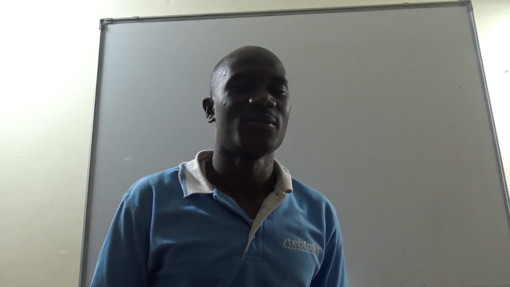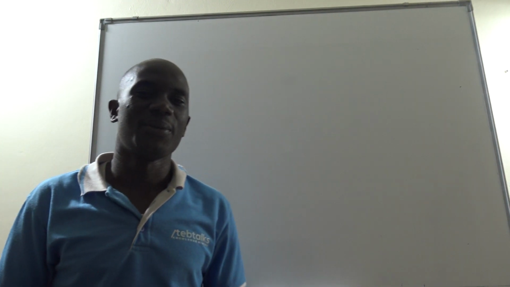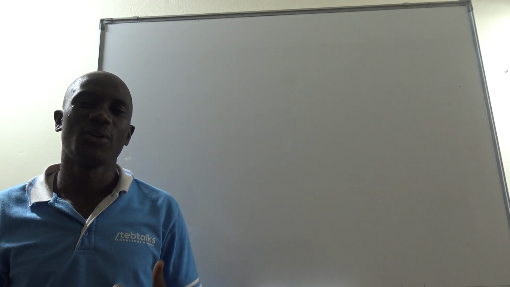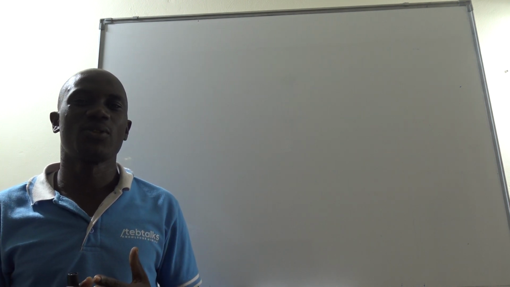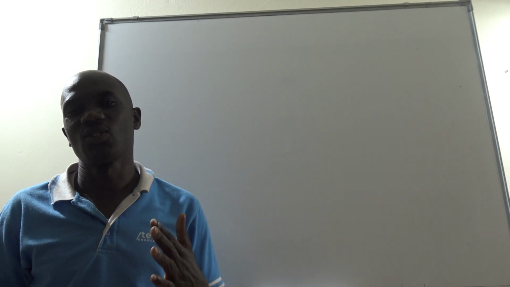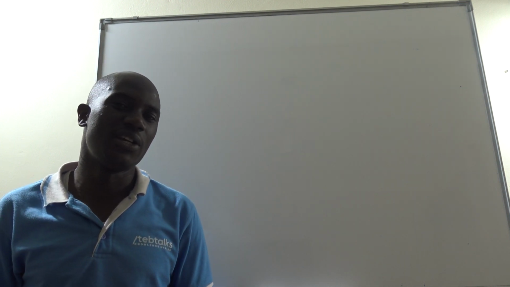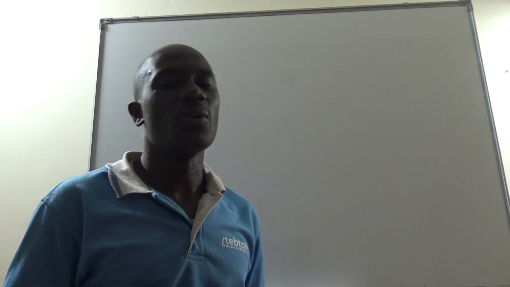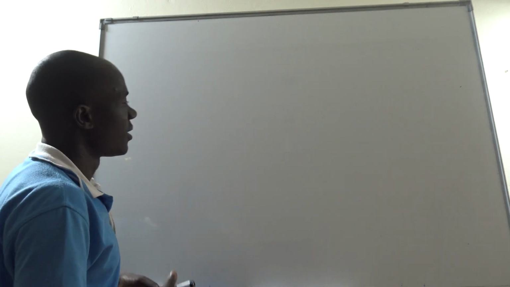Welcome back from that short break. We are still doing more examples on partial fractions, on the case where the denominator has what we call repeated roots. So we are moving on to the next example, that is example 5.